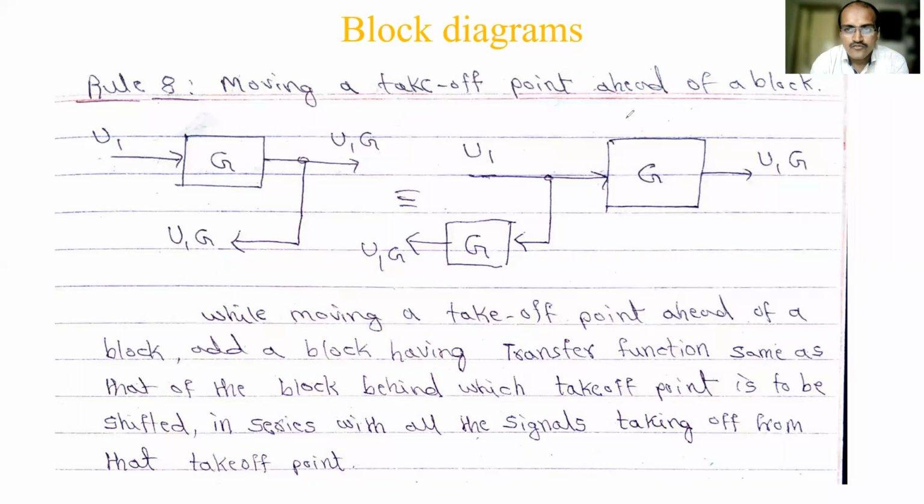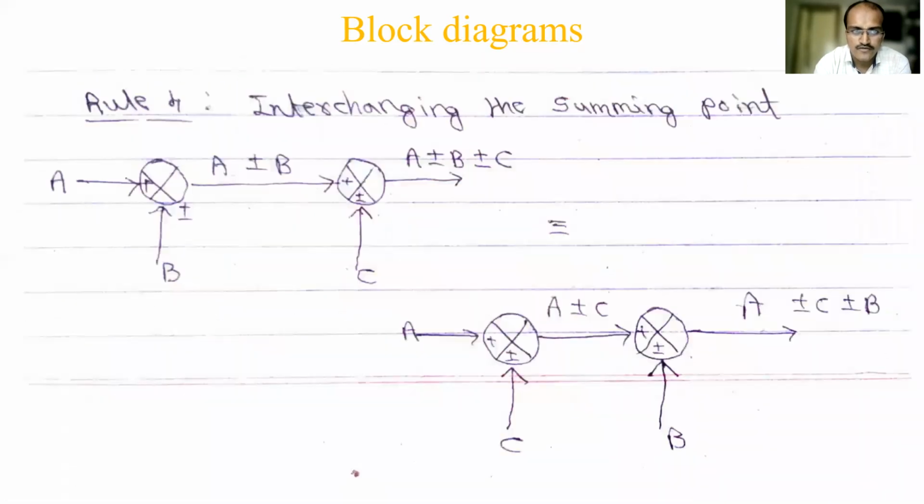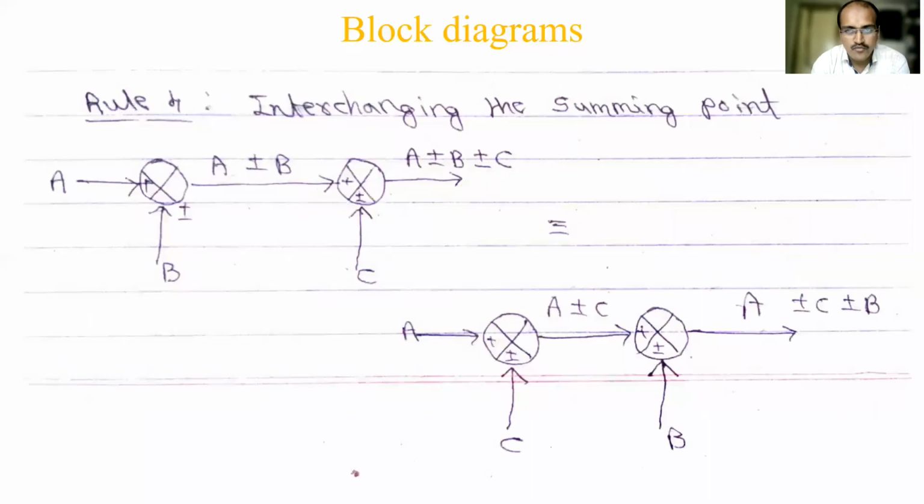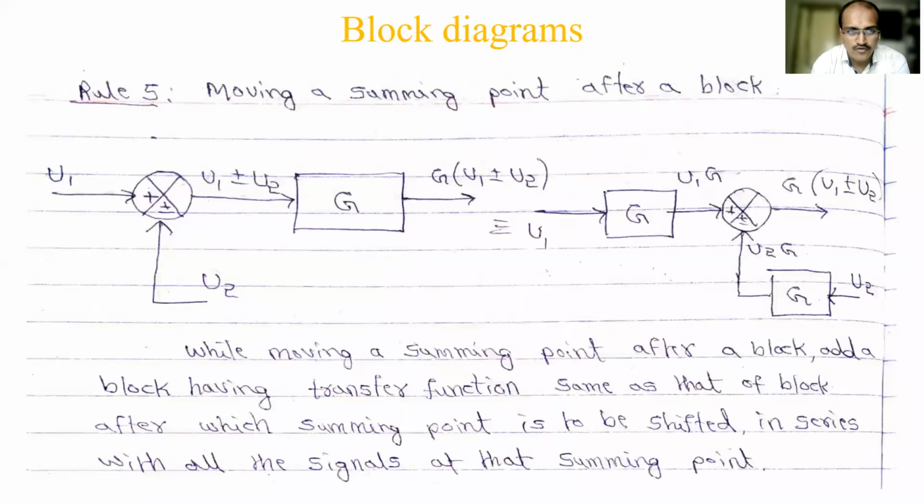Before that, I quickly give you a glance at the 4 rules. Very important. I hope you understood. Up to rule 3 it is eliminating the feedback loop. The previous one was the series and parallel case. Series is their multiplication, parallel is their addition. Eliminating the feedback loop uses a standard formula. Interchanging the summing point, there is no problem because of the commutative property.